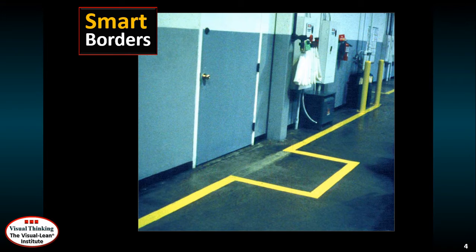Smart borders. Look at this border. Notice 2 things about it. First, it is not straight. It has a notch in it. Secondly, it has a little residue, a little leftover paint, showing us where the border once was. There is a story behind this.